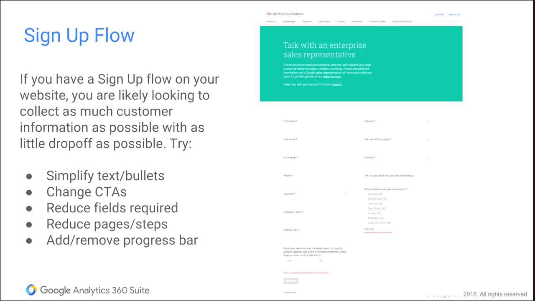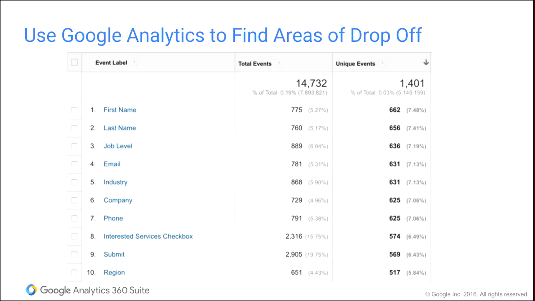You might want to look at, especially for forms like this, reducing the number of fields required. Now, oftentimes in a sales process, you need to collect a certain amount of information to be able to have your sales teams contact a potential lead. But if you can reduce the number of fields, every field that you reduce is likely going to increase the number of actual conversions of submitting that form. You could also try reducing the number of pages or steps in that process if you have a multi-page sign-up flow. And adding or removing a progress bar, because oftentimes that progress bar can have real impact on letting people know how much more they have to complete before they can actually sign up.